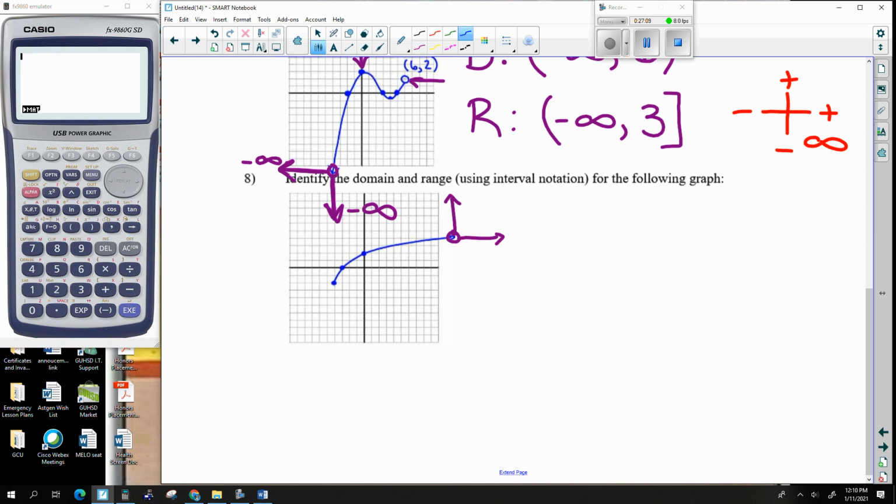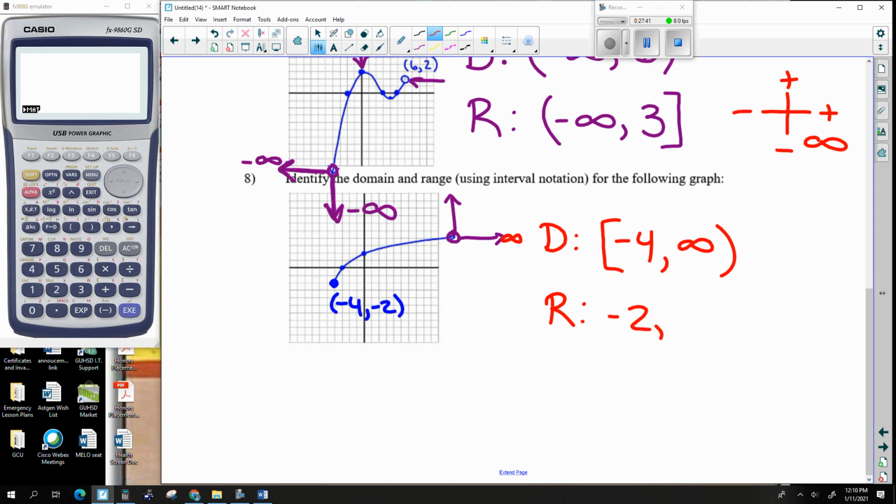All right, so this point is at negative 1, 2, 3, 4, down 2. So that dot right there is at negative 4, negative 2. So the domain, the leftmost is negative 4, the rightmost is infinity. It obviously doesn't touch infinity, and we have a closed dot at that negative 4. Range: the lowest is, again, that dot, at negative 2, and the highest is technically infinity.